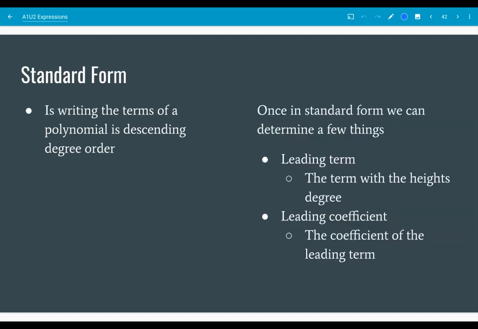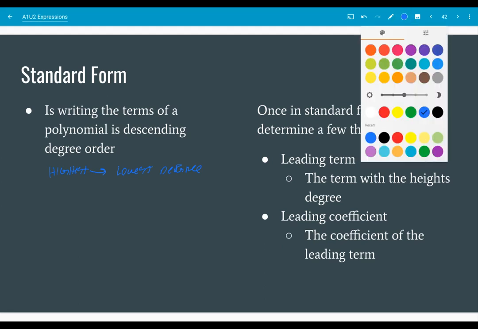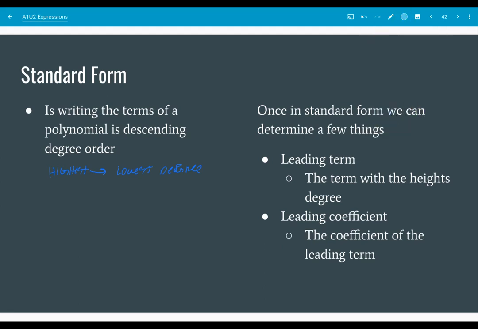Now there's a special form that we write polynomials in, and that's called standard form. So standard form is where we write polynomials in descending degree order. So what that means is highest to lowest degree.